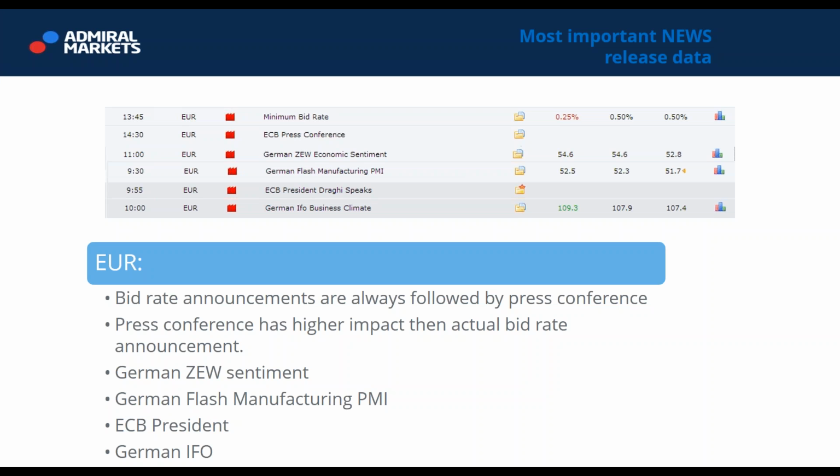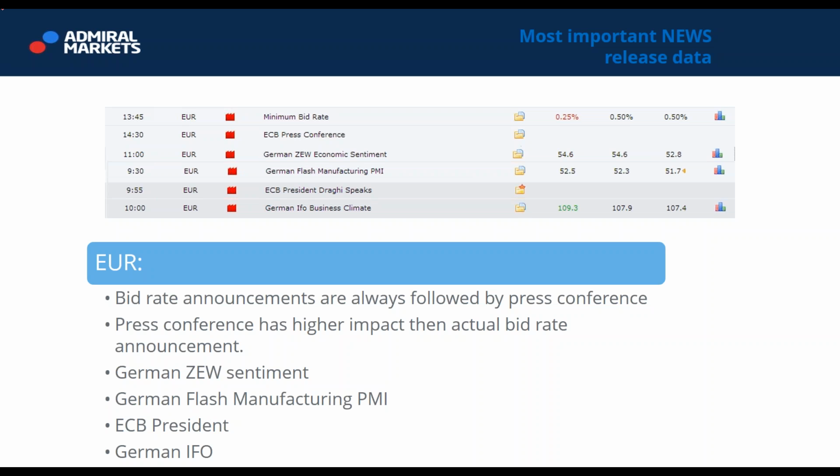Have in mind that the press conference has a higher impact than the actual bid rate announcement. It's very important to understand that, because usually when the bid rate is announced, and there is no deviation from the predicted bid rate projection, you will not see a lot of movement. But when the press conference starts, guys, you will definitely see movement.